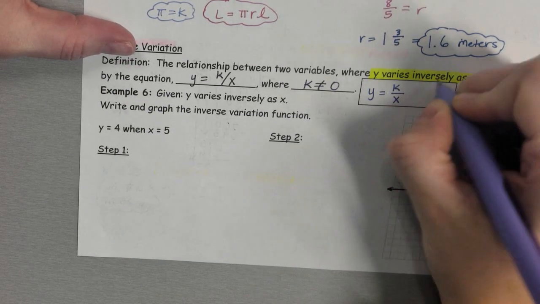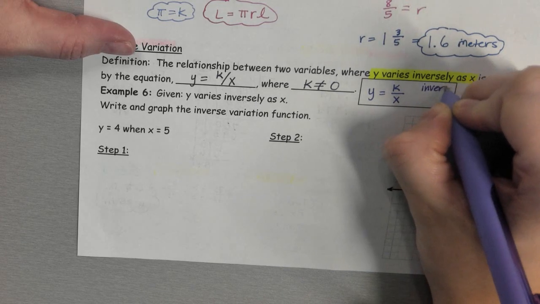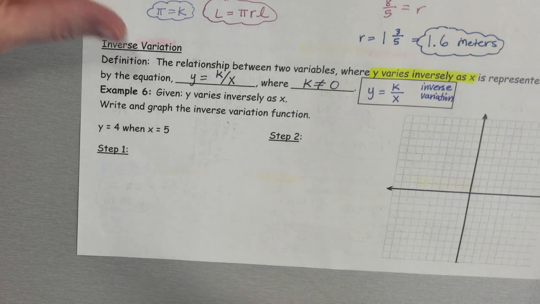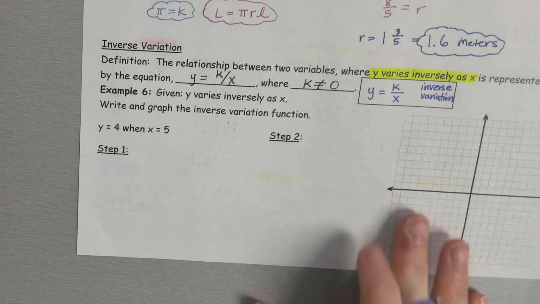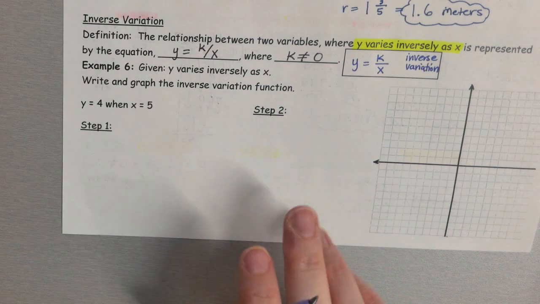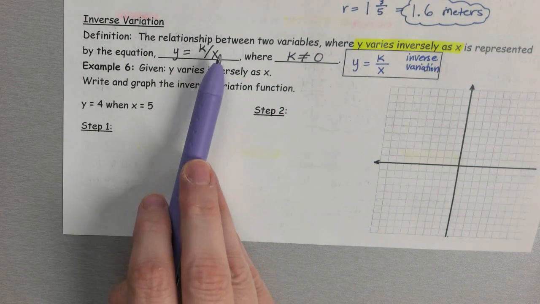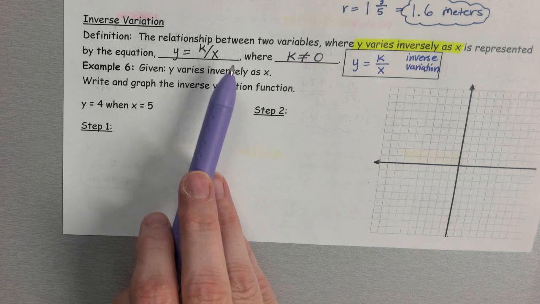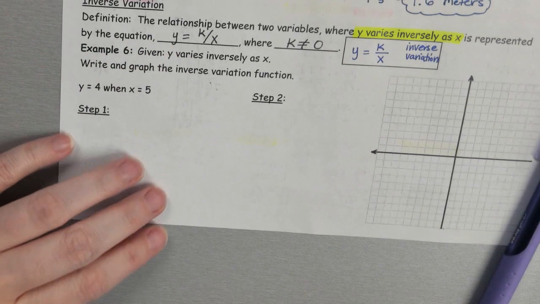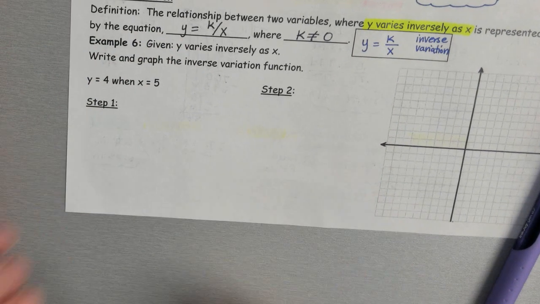We're going to put that in our info box so that when you're doing your practice, you can go right to there. And you guys have never graphed anything with x in the denominator. It's a special type of graph. We're going to talk about that. All right, so you're given y varies inversely as x. So we're going to write and graph the inverse variation function.